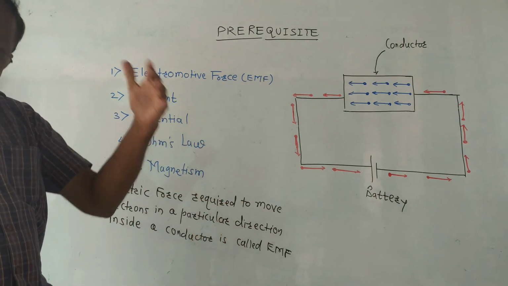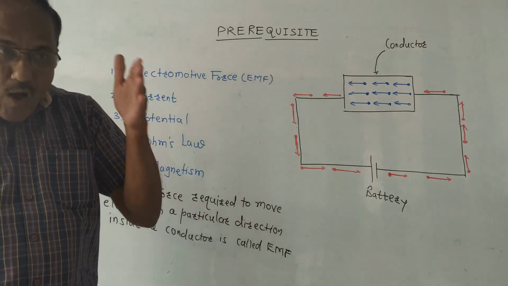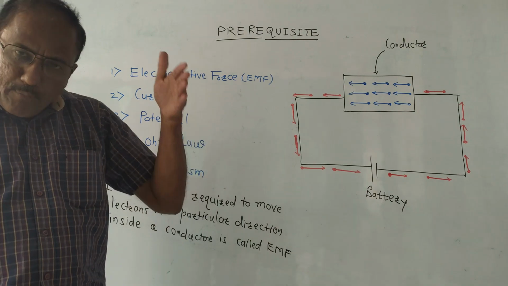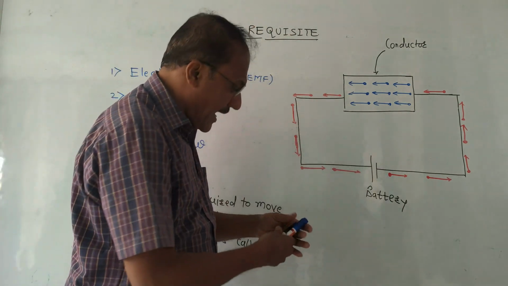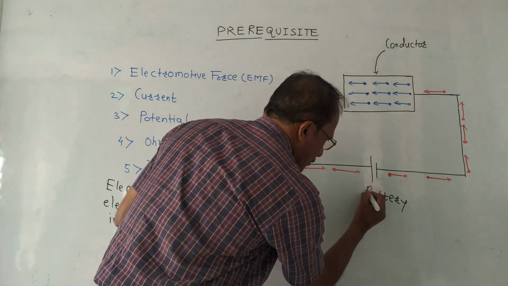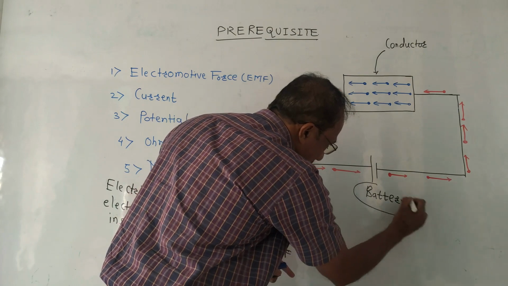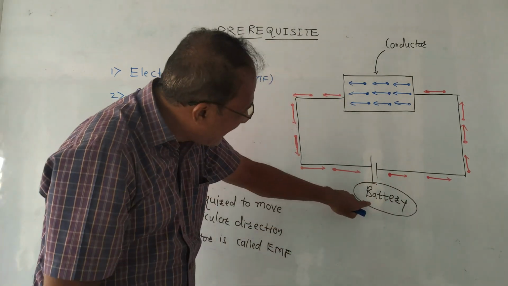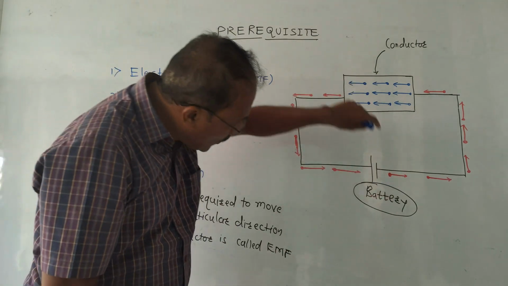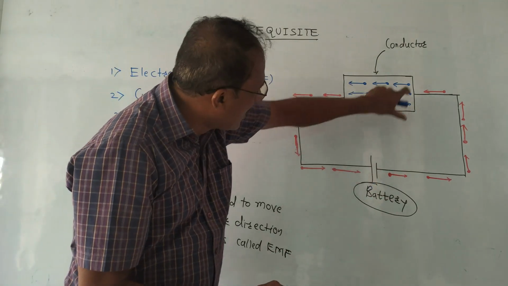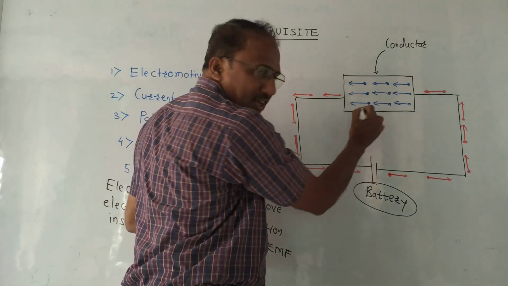Initially inside the conductor, electrons were randomly oriented. To align them in a particular direction, a force is required. So to create a force, I have connected a battery. The battery acts as a force. This is called an external force because the battery is not part of the conductor, it is externally connected. So due to application of this external force, all the electrons inside the conductor will be along the same direction.